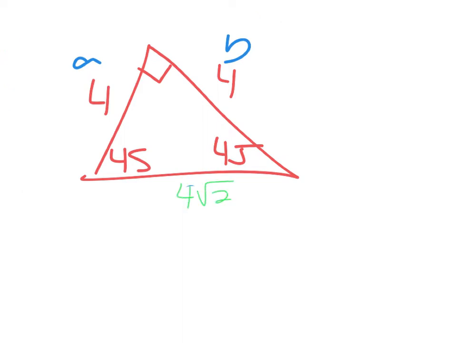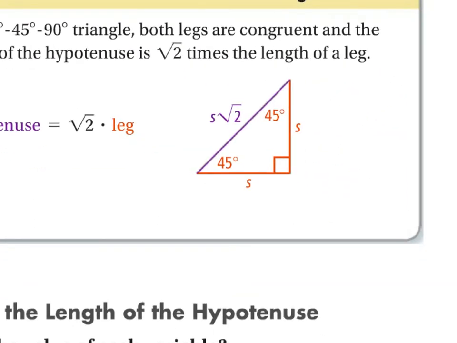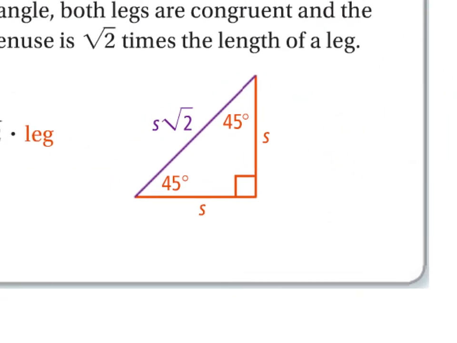So what do you notice about these numbers? Well, they're the same. And this number right here is just the same as those leg lengths, except it's multiplied by the square root of 2. Same thing that happened up here. We had 1 and 1. And then for the hypotenuse, it was just 1 times the square root of 2, which is the square root of 2, which is what our formula is. So that's what this formula says.